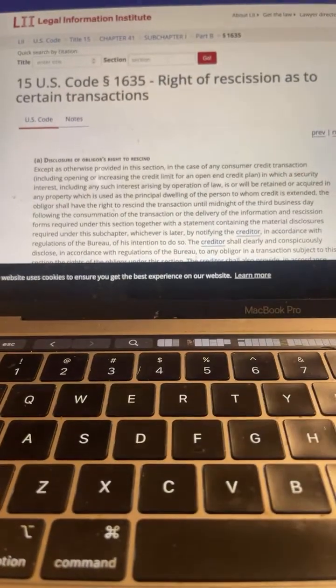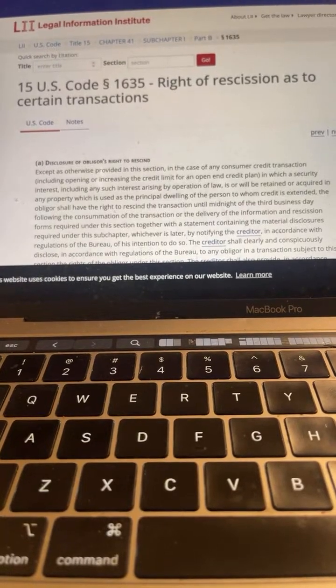Now, this one is going to be for any credit card contract, any auto loan contract, any mortgage contract, any eviction. This is for any collection account, any of those accounts, student loan accounts. So I'll go through it again: student loan accounts, repossessions, any type of auto loan, any type of credit card, any type of mortgage contract. This is what you guys will use to get yourselves out of that contract, and this is the right of rescission as to certain transactions.